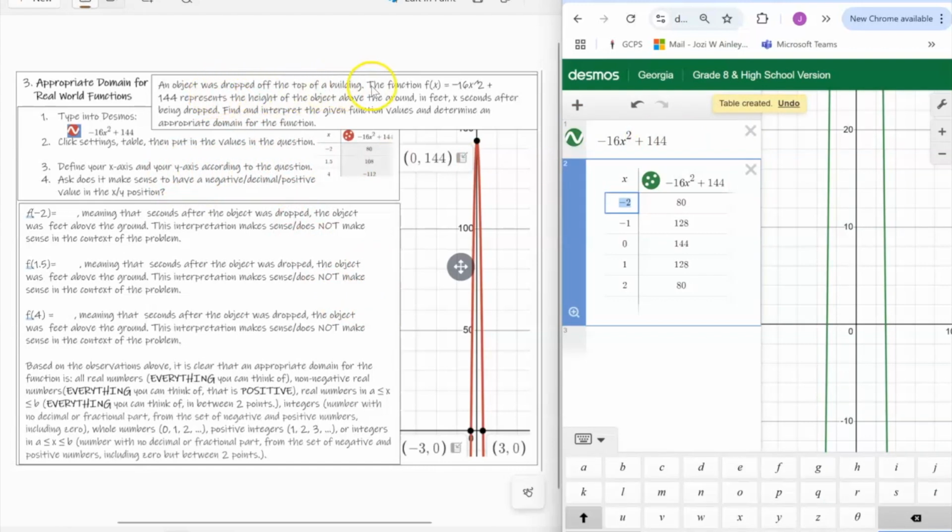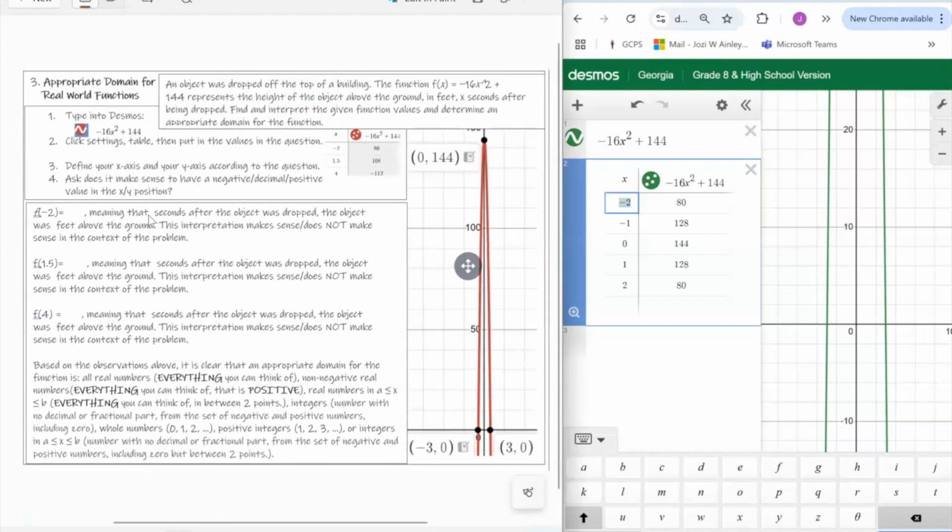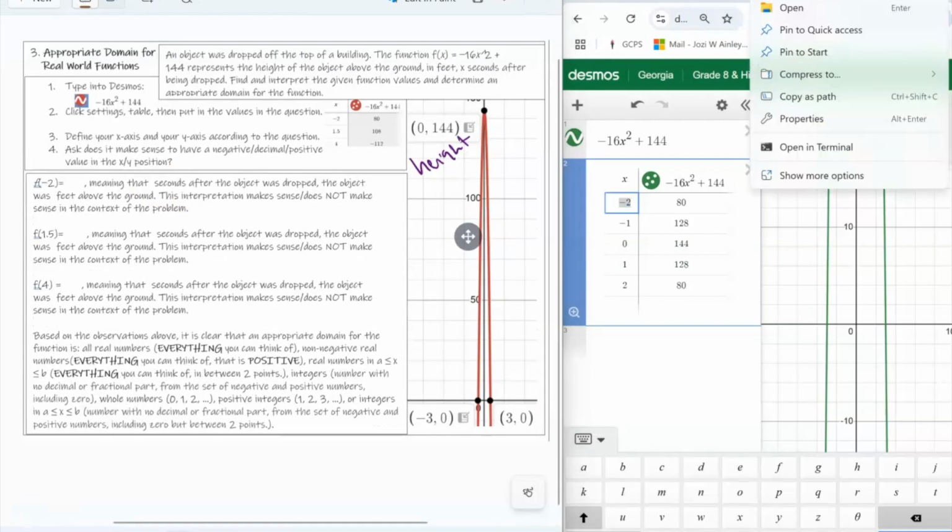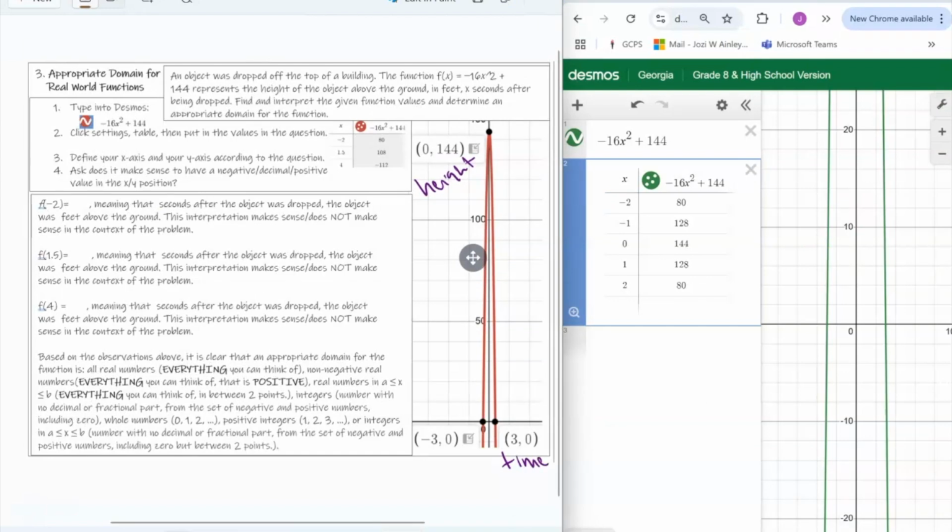An object is dropped off a building. So just imagine it starts somewhere and it's dropped off. As I drop it off, it comes down until it hits the ground. Can it go below the ground? No, it cannot. And that's the real-world portion of it. Your graph goes below the ground, but it cannot go below the ground. All right, so 144 represents the height of the object. Okay, so the y-axis is height. And the x-axis is, let's see, x seconds after it's dropped. So this is time.